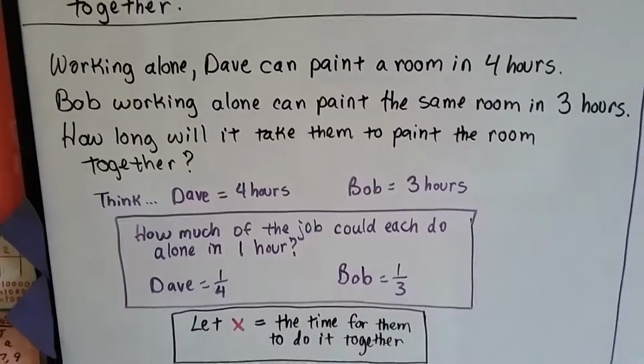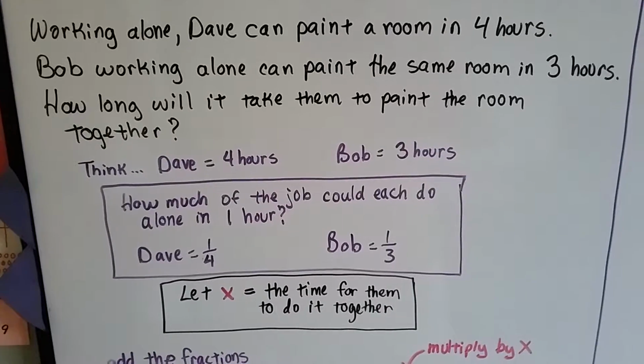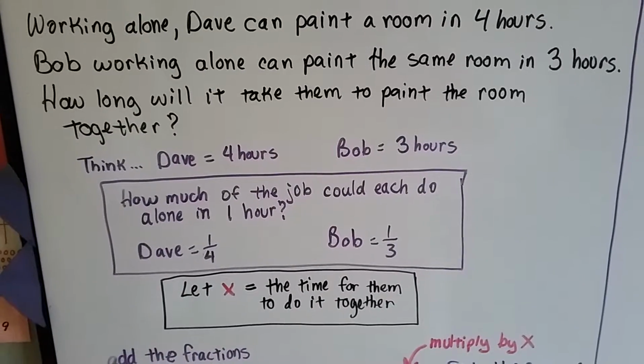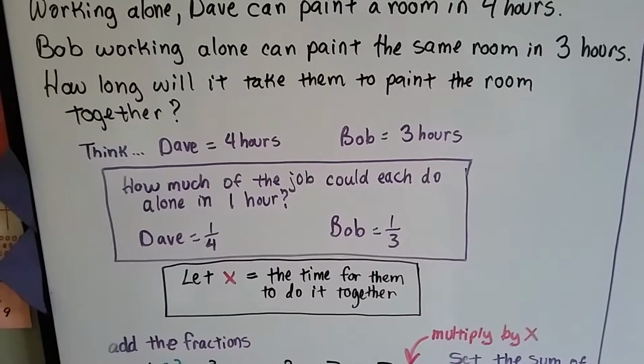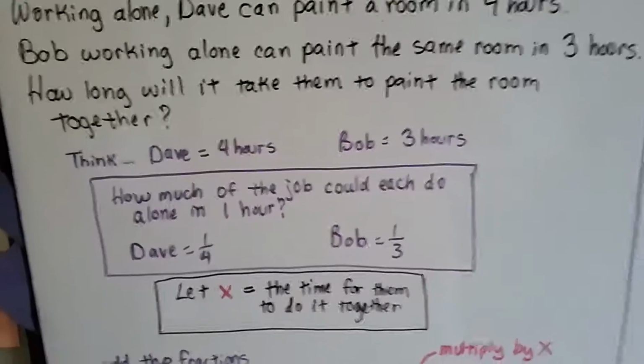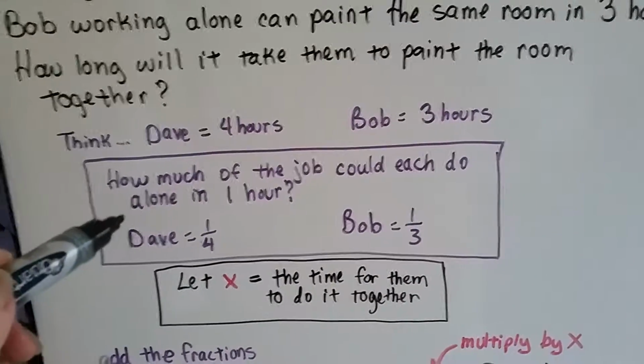Working alone, Dave can paint a room in 4 hours. Bob, working alone, can paint the same room in 3 hours. How long will it take them to paint the room together? So we think Dave equals 4 hours, Bob equals 3 hours. So here's the big question in the big rectangle. How much of the job could each do alone in 1 hour?